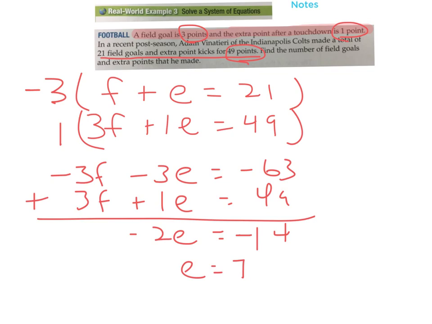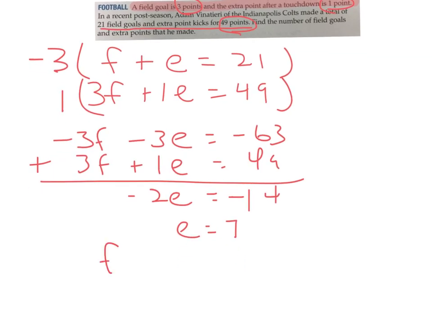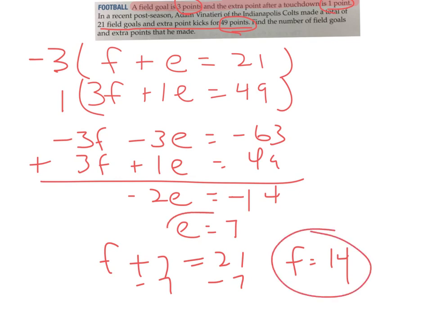So we want to know the number of field goals and extra points. Well, if there are 7 extra points, I substitute it back in: 21 total, subtract the 7, I have F equals 14 field goals. So I have 14 field goals and 7 extra points.